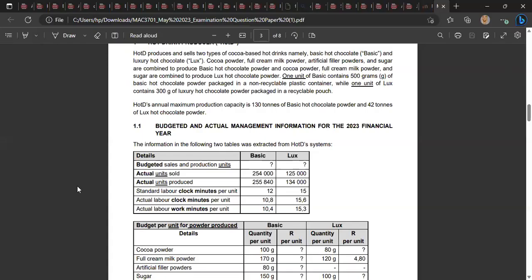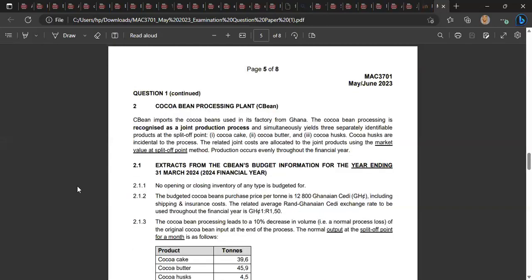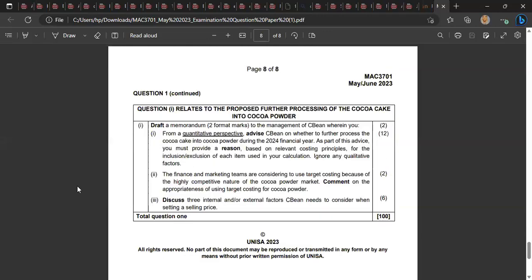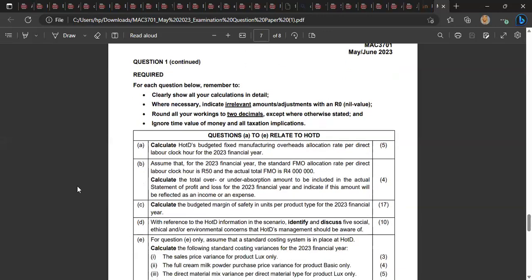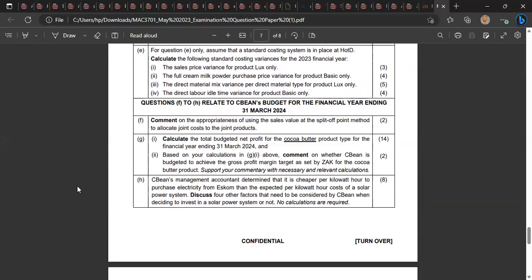All right, so we are going to move on from this now. The one other thing that I would want to highlight here is joint and byproducts.